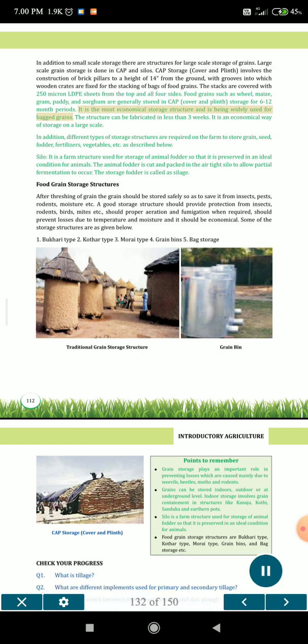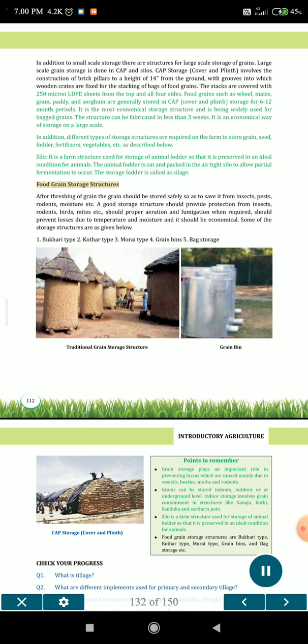It is the most economical storage structure and is being widely used for bagged grains. The structure can be fabricated in less than 3 weeks. It is an economical way of storage on a large scale. In addition, different types of storage structures are required on the farm to store grain, seed, fodder, fertilizer, vegetables, etc., as described below. Silo. It is a farm structure used for storage of animal fodder so that it is preserved in an ideal condition for animals. The animal fodder is cut and packed in the airtight silo to allow partial fermentation to occur. The storage fodder is called as silage.